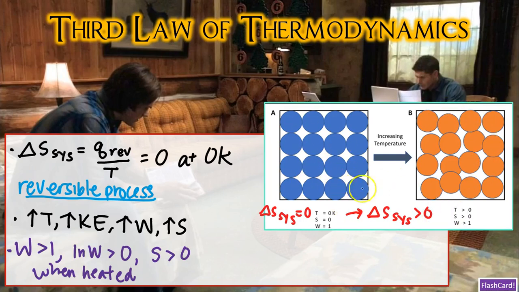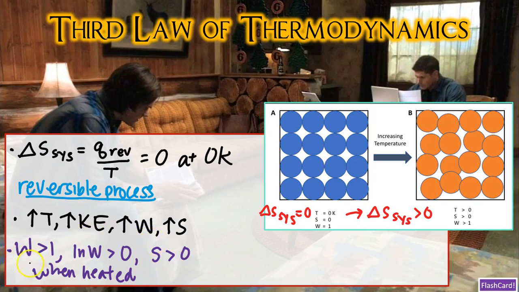So as you can see, we have a lot of movement going on. We have an increase in energy, and that's going to increase our microstates. So our microstates is going to go from 1 to a number that's greater than 1. Our entropy is going to go from 0 to a number that's greater than 0, so it's going to be positive or increasing. And our temperature is going to go from 0 Kelvin to a temperature that's higher than 0 Kelvin. Thus, an increase in temperature is going to increase kinetic energy, which is going to increase microstate number, which is then going to increase entropy.